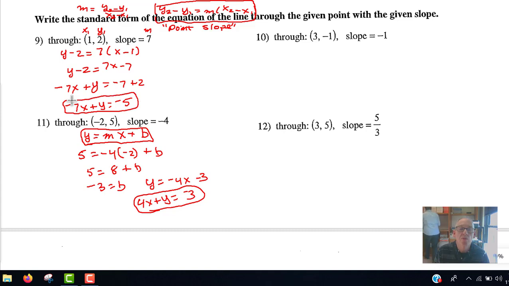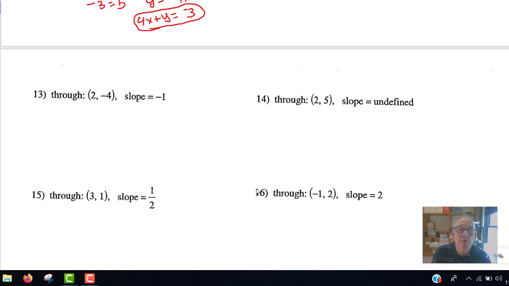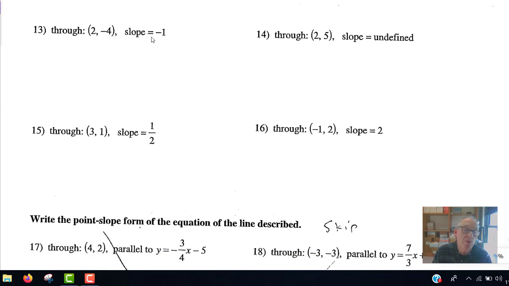So you need to really know both ways, and whichever way works the best for you is the way to go. But also, be aware that there is another way, and sometimes one way might be easier than another. Let's look at number 13. The way I look at it, I've got a point and a slope. I'm going to use point-slope.